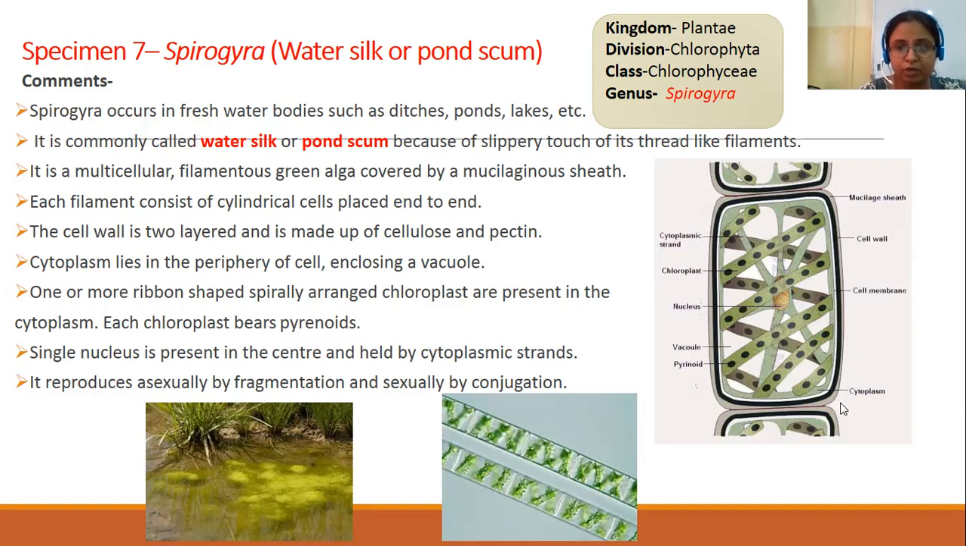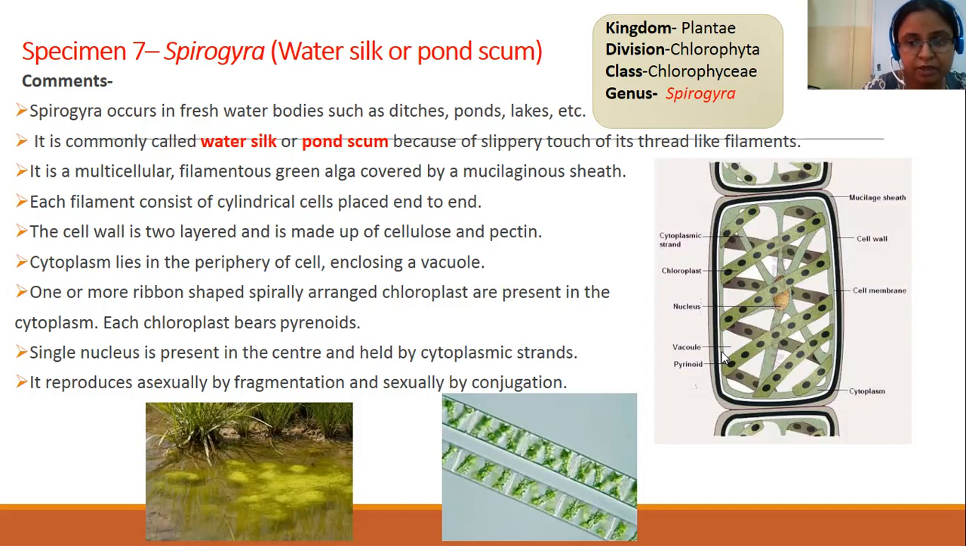The whole plant body is covered by a mucilaginous sheath. Due to this mucilaginous sheath, the thread-like filaments are slippery to touch. Now here you can see one filament of the Spirogyra. Each filament is made up of numerous cylindrical cells, which are stacked upon each other from end to end.